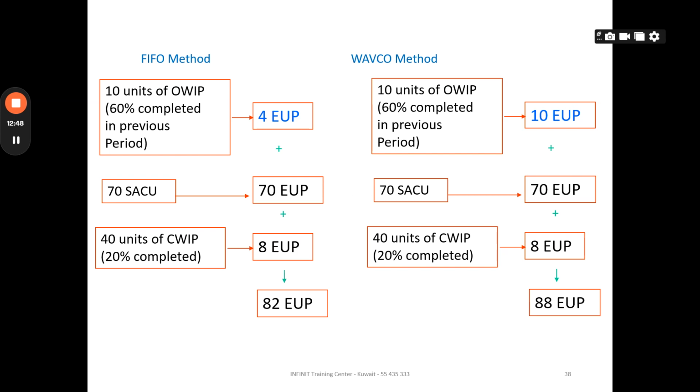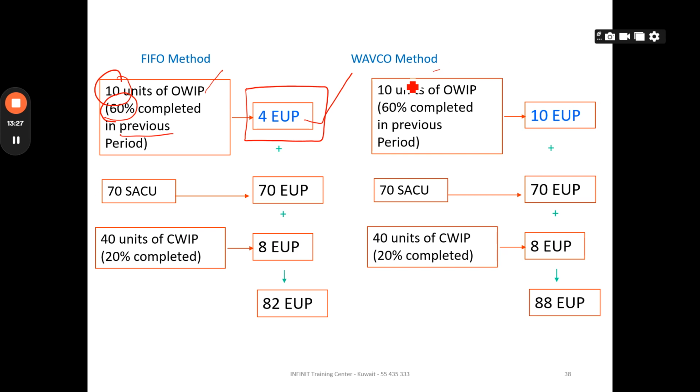So we have an example here that will demonstrate the difference between FIFO and weighted average cost method. Here you can see 10 units of opening work in progress, which were 60% completed in the previous period. So that means under FIFO, you will consider only 4 units this period. Why? 10 units started last period and 60% of the work is done already. So this year I am going to work on 4 EUP only, or units equivalent to 4 units.